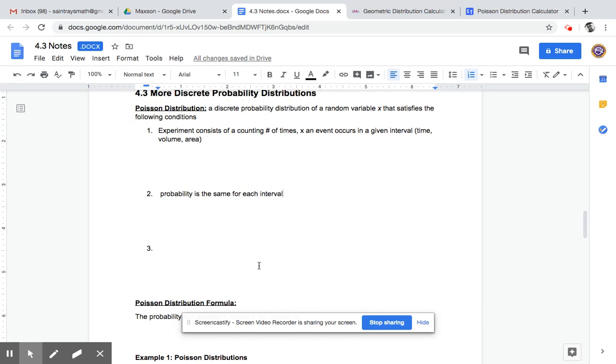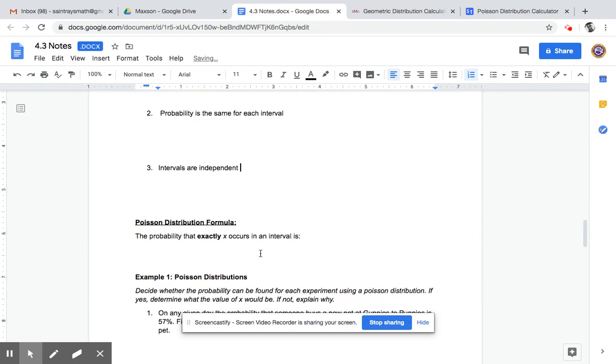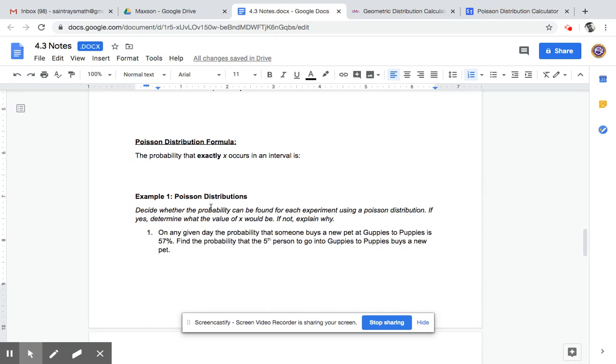So this looks pretty similar to the other ones. And the third is that the number of occurrences in one interval is independent of the number of occurrences in other intervals. So intervals are independent. They do not affect each other.